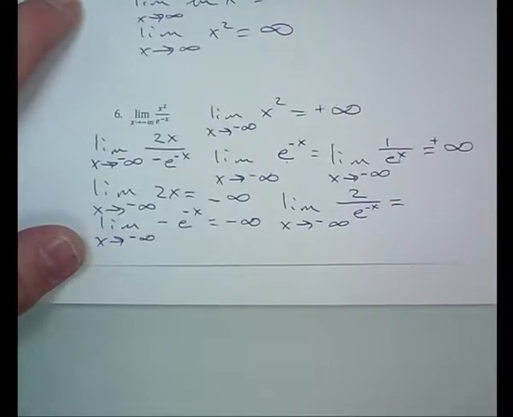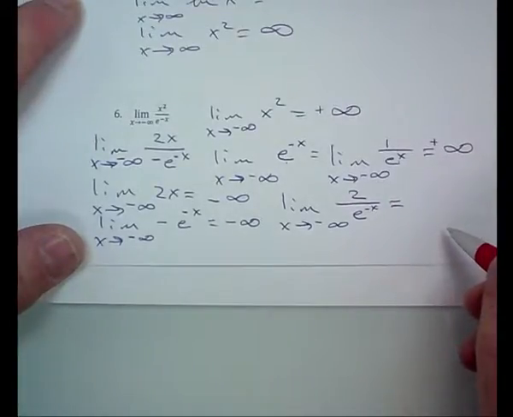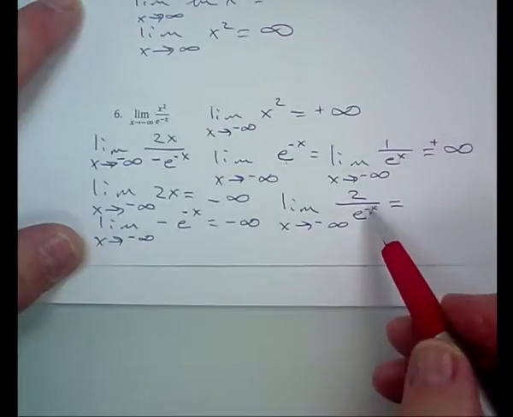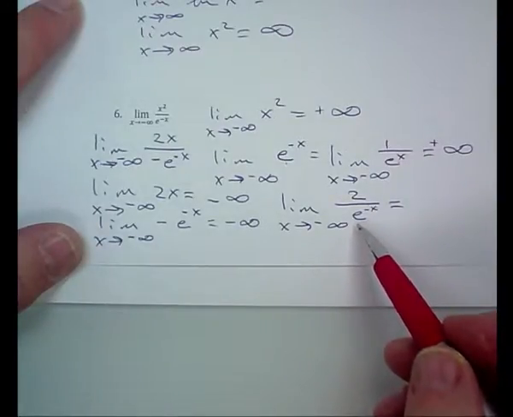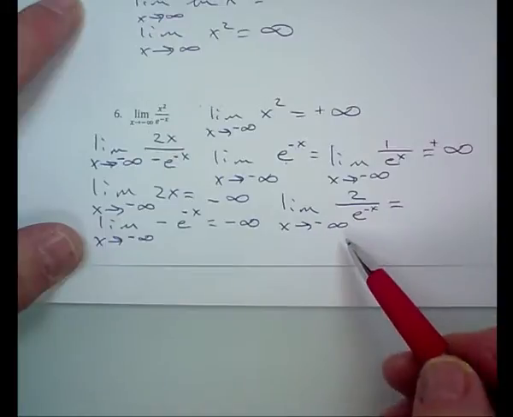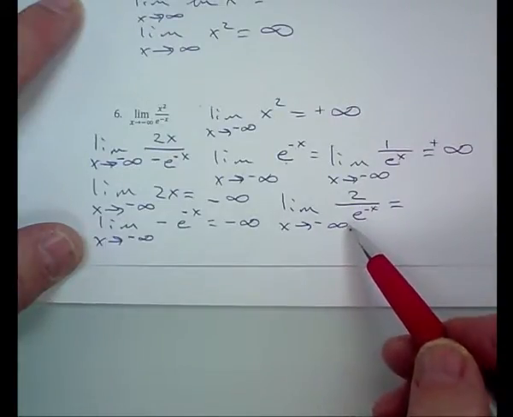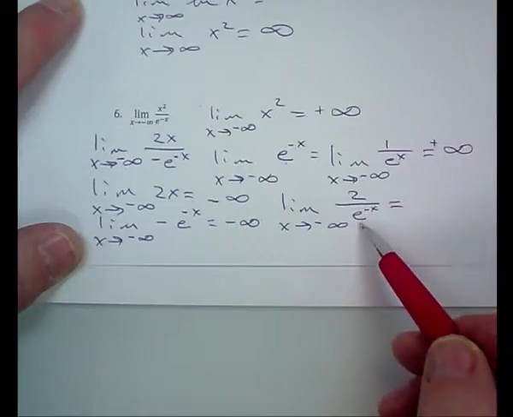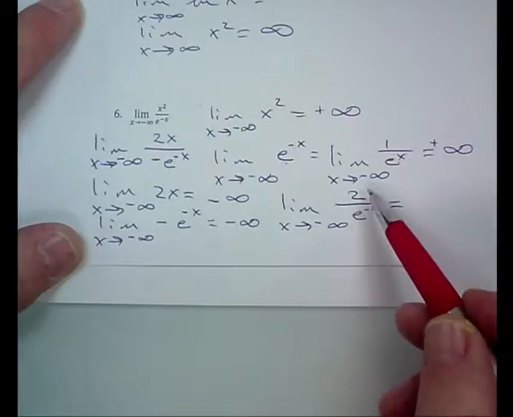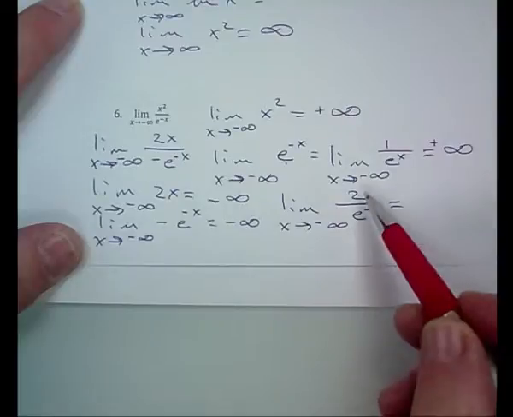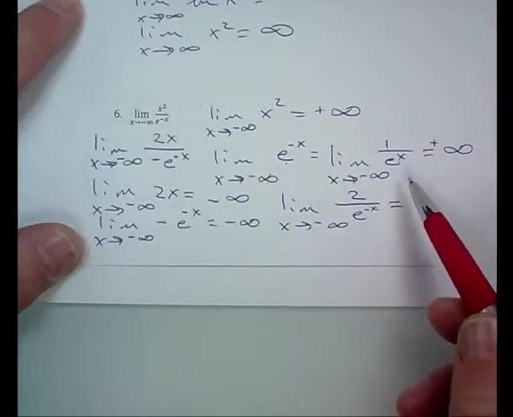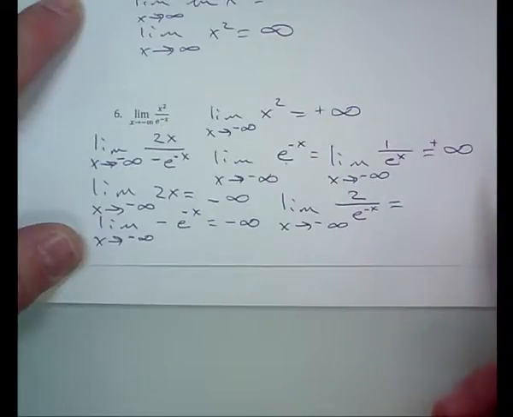Does that go to 0? Well, let's take a look. Let's put some numbers in there. Okay, you ready? A negative 1, I'd get 2 over e, correct? A negative 2, I'd get 2 over e squared. A negative 3, I'd get 2 over e cubed. So 2 is always staying the same. The bottom is always getting bigger. Wouldn't you agree? So I'd go to 0.